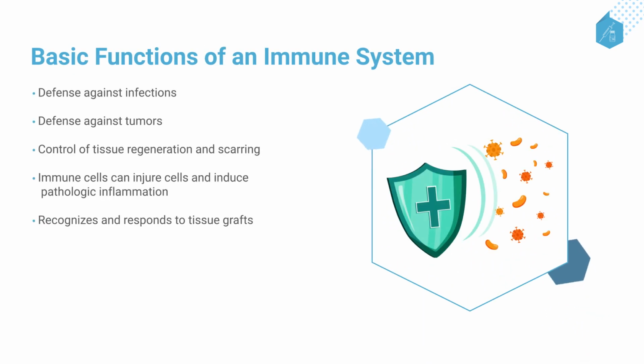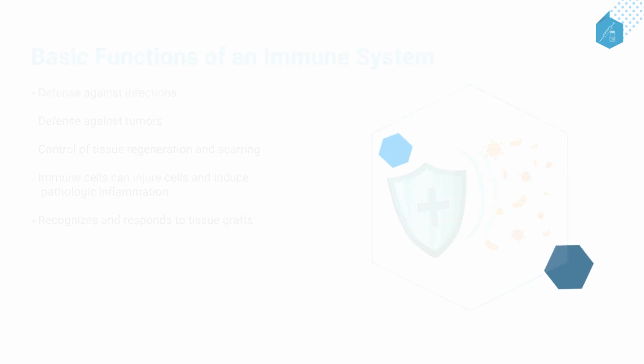Basic functions of an immune system. Defense against infections. Decreased immunity results in increased susceptibility. Defense against tumors. Potential for immunotherapy against cancer. Control of tissue regeneration and scarring. Repair of damaged tissues. Immune cells can injure cells and induce pathologic inflammation. Recognizes and responds to tissue grafts.